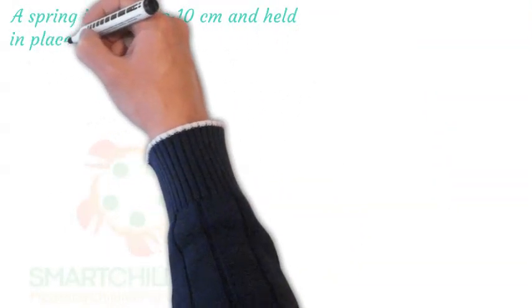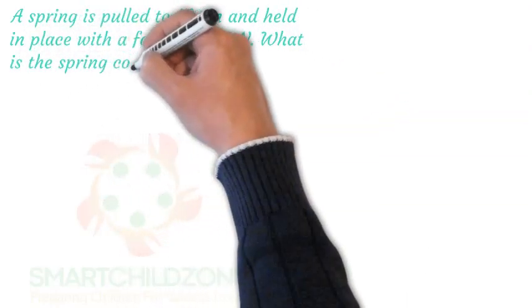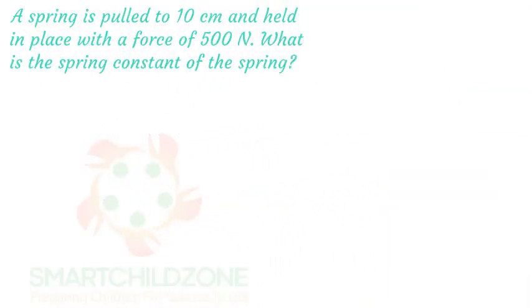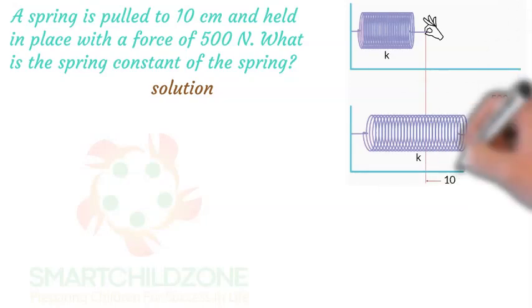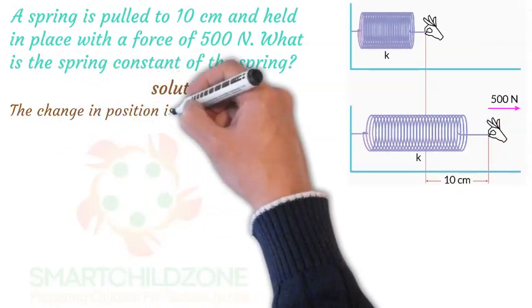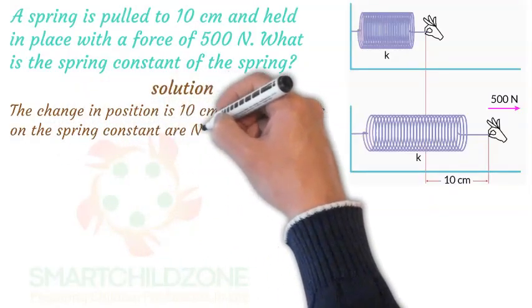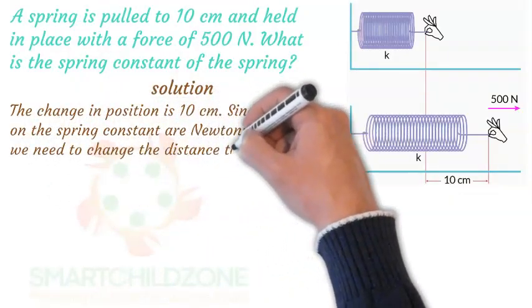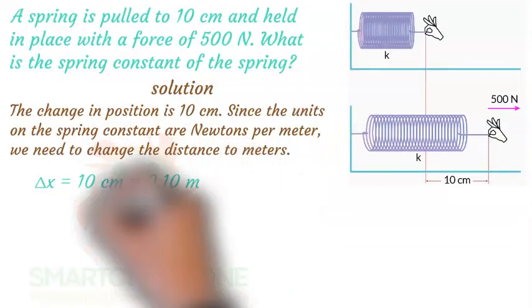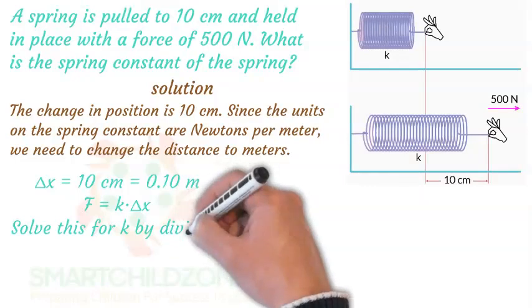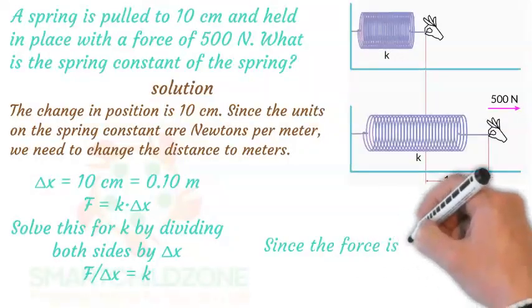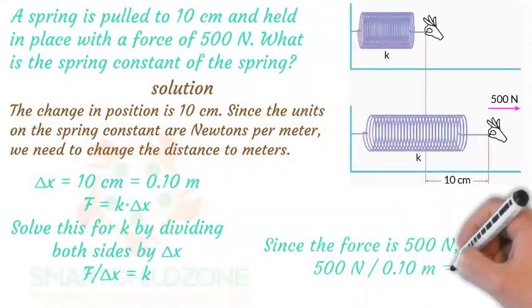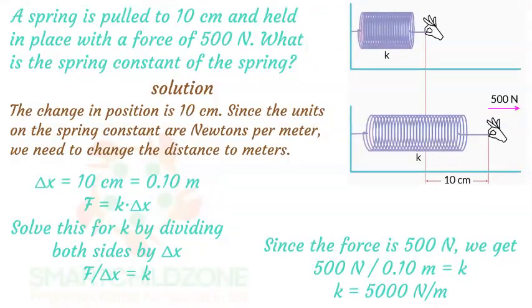A spring is pulled to 10 centimeters and held in place with a force of 500 Newton. What is the spring constant of the spring? The change in position is 10 centimeters. Since the units on the spring constant are newtons per meter, we need to change the distance to meters. The spring constant of this spring is 5,000 Newton per meter.